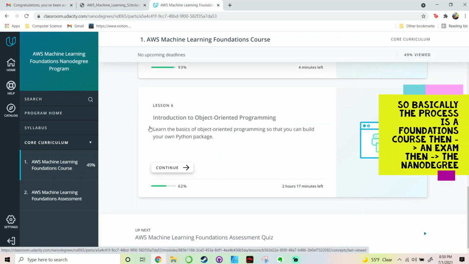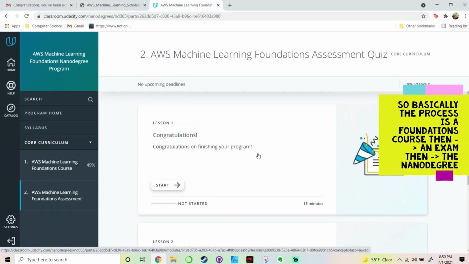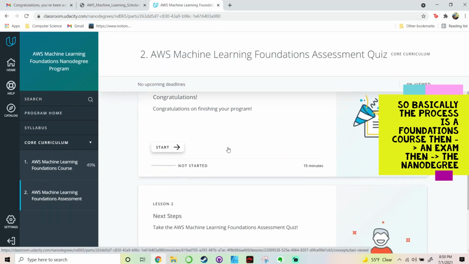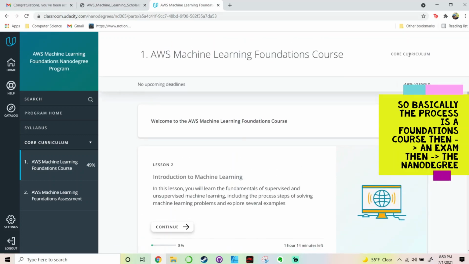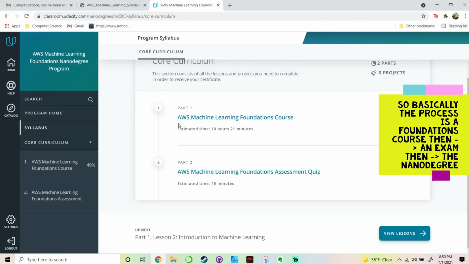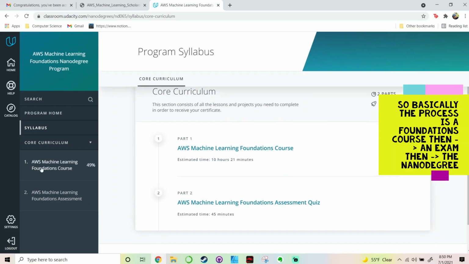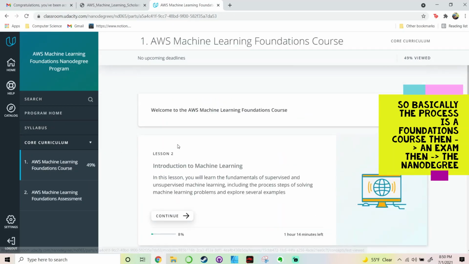Finally, we have a proper coverage of object-oriented programming. And in the next one, we have just a simple congratulations on finishing the program. And we were supposed to take the quiz here. And that's basically it. That's all there is to it. You can view, obviously, the syllabus from here and how it's going to go, but it's just what I showed you. It's nothing new. So that's how it goes.